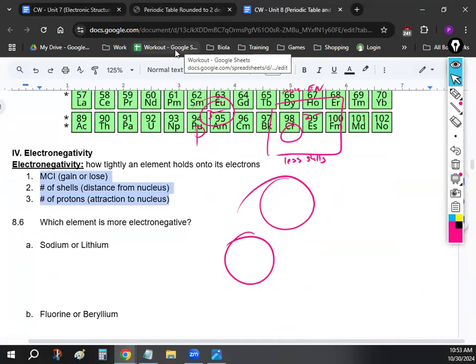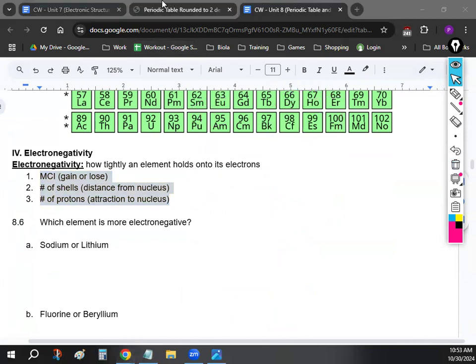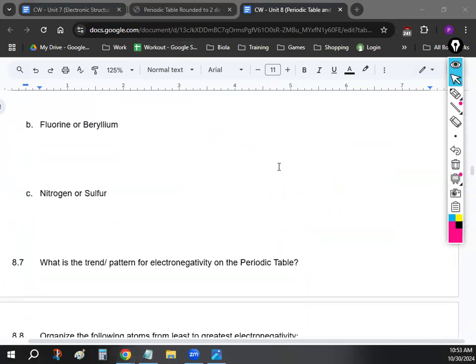Now, I know it's kind of annoying going through that chart, right? So there is a pattern, okay? And I'm going to show you guys what the pattern is. The pattern is as you go up and to the right, you get more electronegative. That will help you with like 90% of the problems you get on electronegativity. Just remember, as you go up and to the right, it becomes more electronegative.